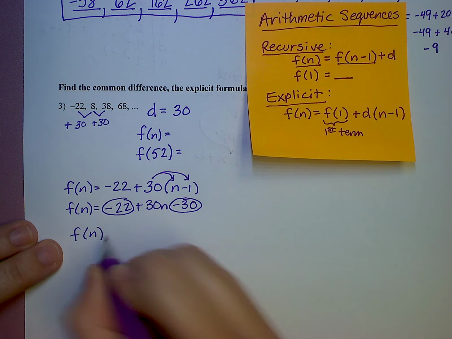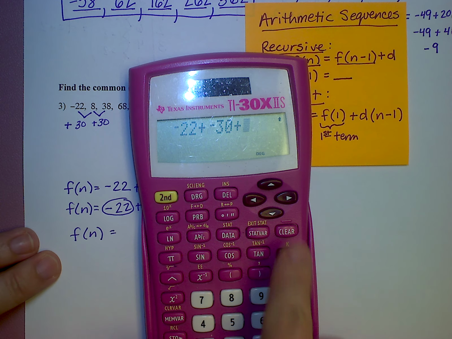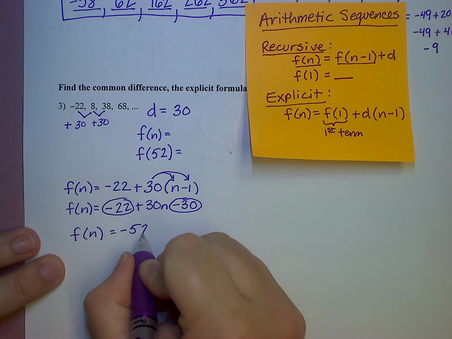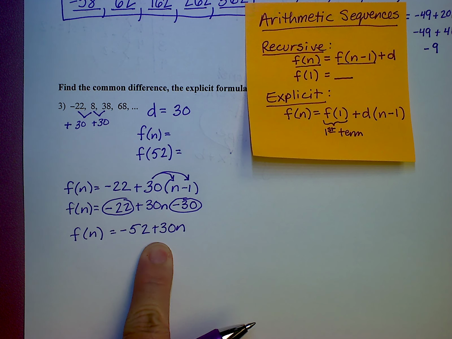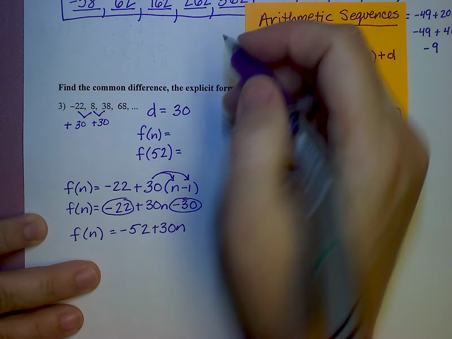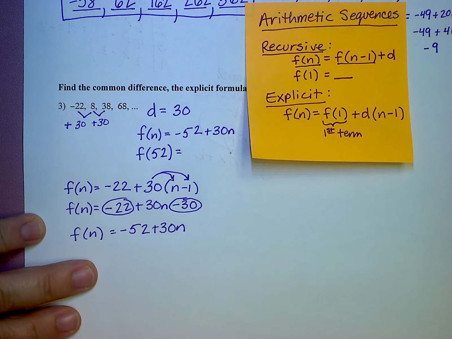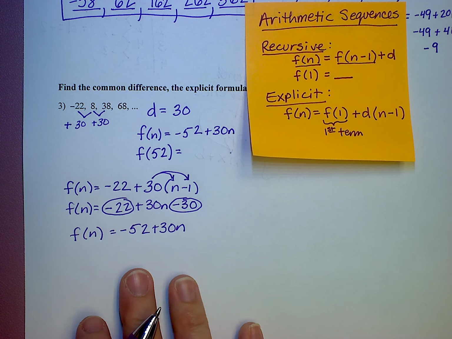So add those together. Negative 22 plus negative 30. You can use your calculator if you want to. Just make sure you include the negative sign there. Is negative 52. And then the plus 30n. Now I have something that is as simple as what I saw in number 2. So my explicit formula is negative 52 plus 30n. Okay? That's probably the hardest type of problem you'll see. I'm not quite done yet, but the last step is easy.